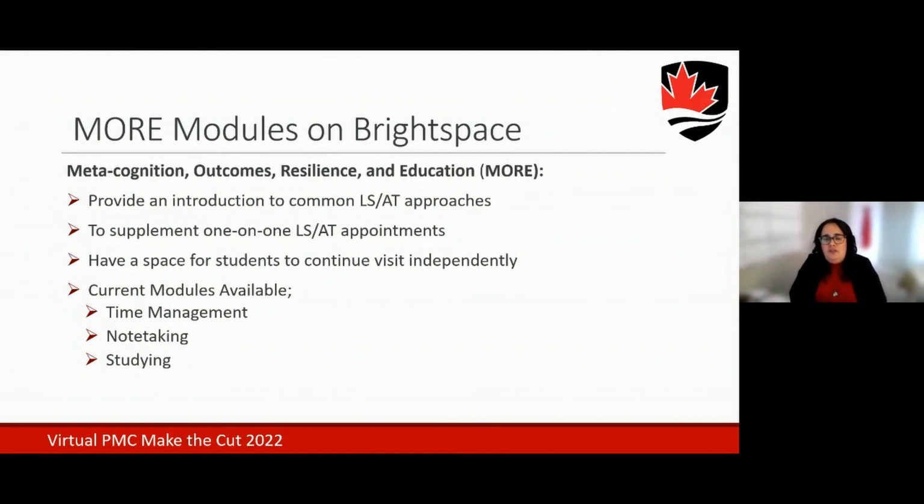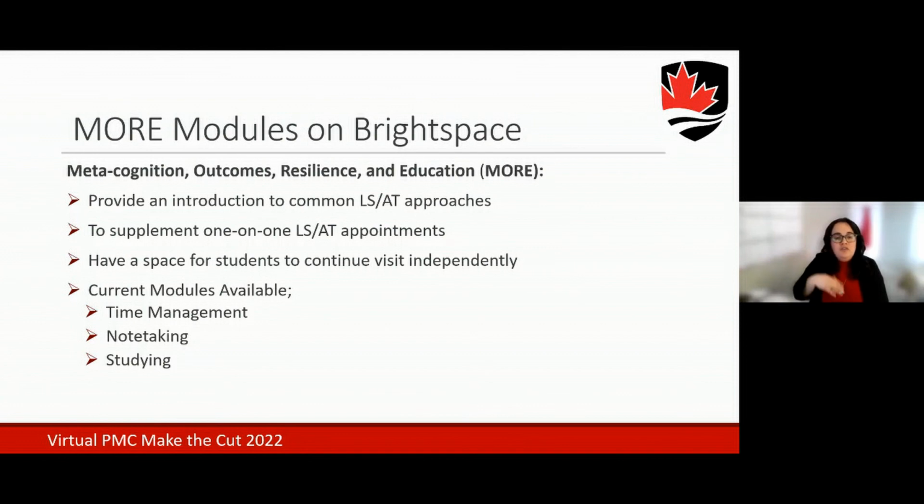It'll also help you decide, after you've done those introduction modules, whether or not you want to meet with someone one-on-one. So some folks like to try things on their own first and then reach out for help. Other people like to reach out for help right off the bat and then try the things on their own. So again, it's all up to you, the order in which you want to do things. It gives you a space that you can continue going back to.